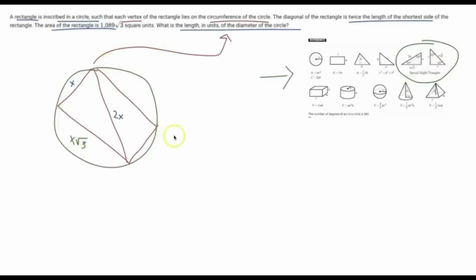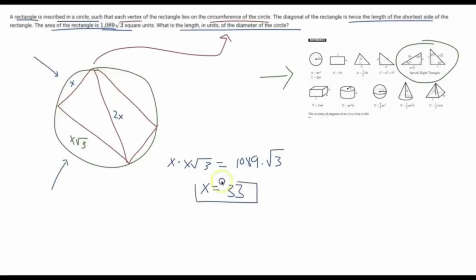And we know length times width equals the area of a rectangle. And we have the width right here and the length right here. And so we just have to multiply those together. So x times x square root 3 is going to give us the area that they provided. So 1089 multiplied by square root 3 square units. And all we have to do now is solve for x. So you can plug this right into Desmos and it'll give you an answer of x equals 33.